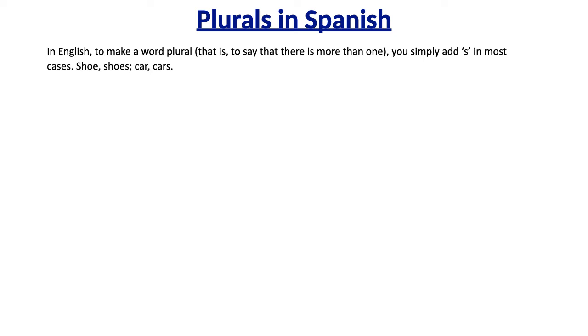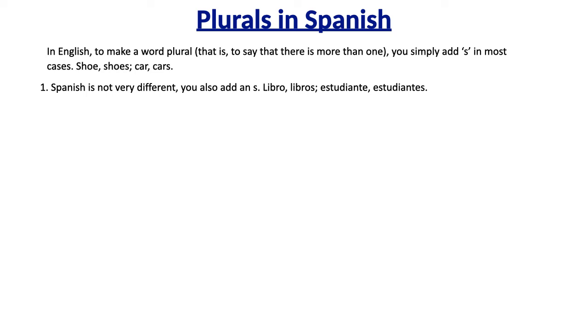So, three rules for Spanish. Spanish is not very different. You also add an S. I know, quite simple, right? Libro, libros. Estudiante, estudiantes. And so on and so forth. So for libro, libros, that's book, books, right? The S at the end just means that there's more than one.